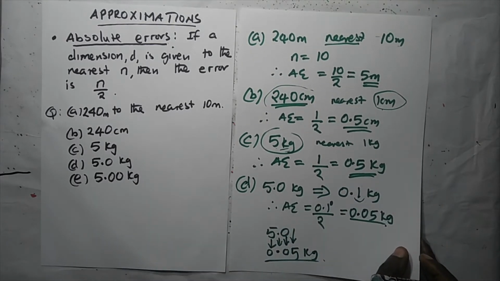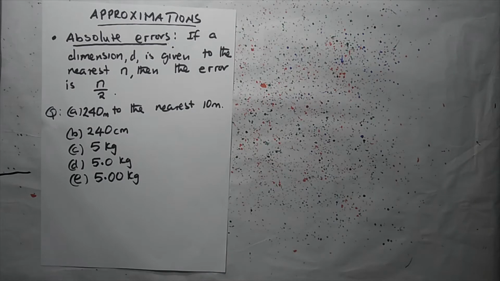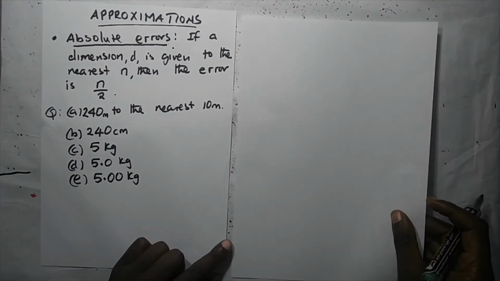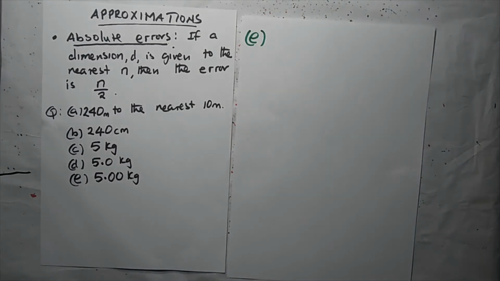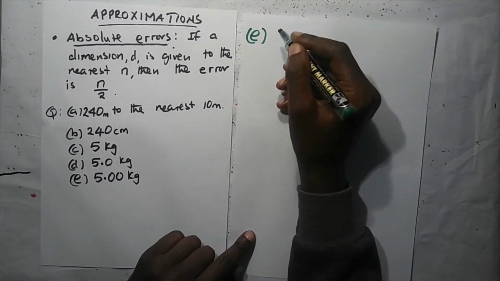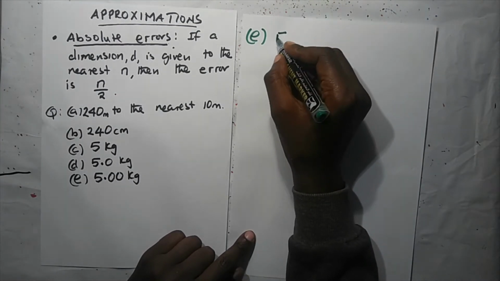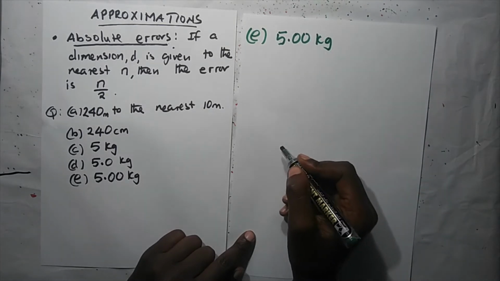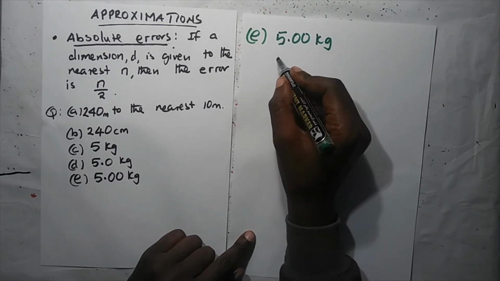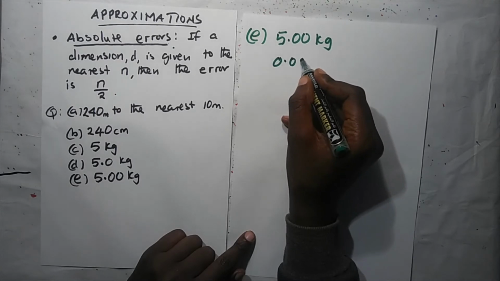So let's go to the last part of the question, which is E, where we are finding the absolute error. According to our formula, we divide the least measure, which is n, over 2. Here, the number that we have is 5.00 kgs. The least measure for this number is 0.01.